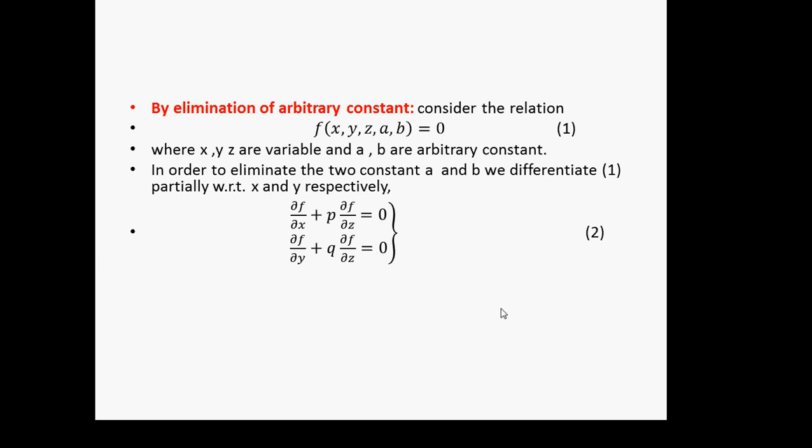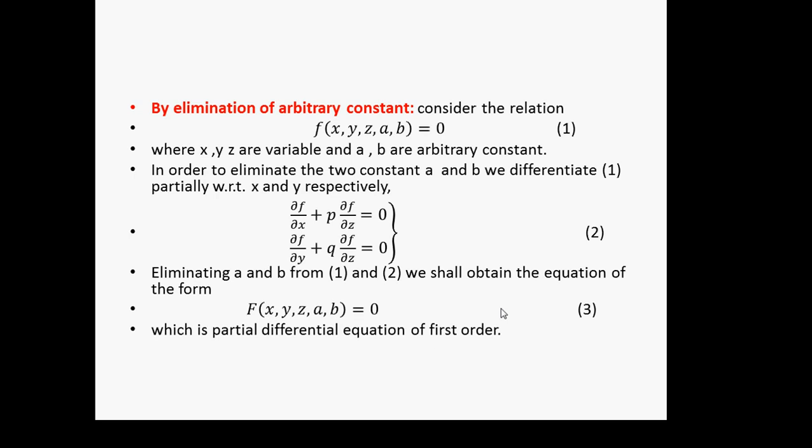First of all, partial differentiation of equation 1 with respect to x gives del f upon del x plus p del f upon del z is equal to 0, and the second one is del f upon del y plus q del f upon del z is equal to 0. The elimination of the arbitrary constants from these equations, the resultant is the partial differential equation.